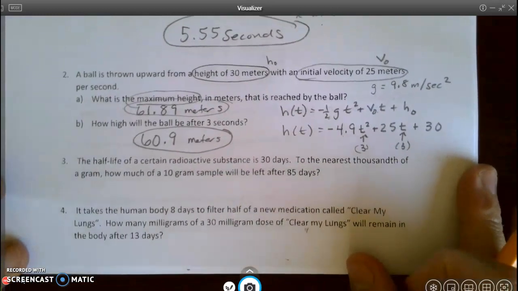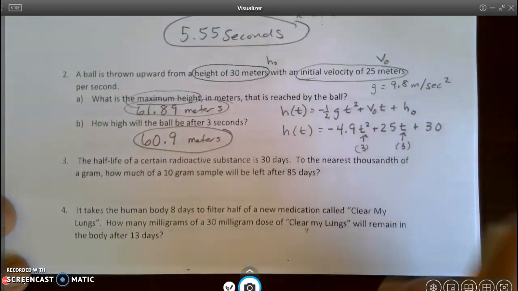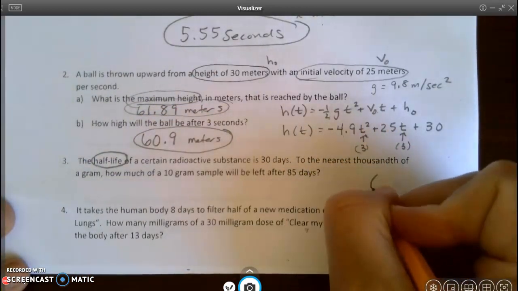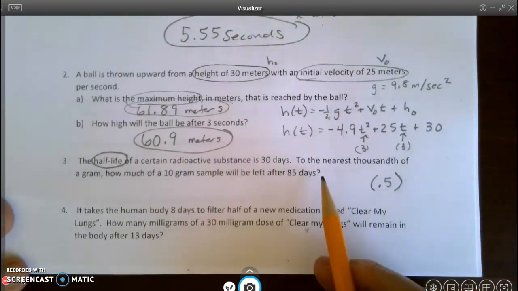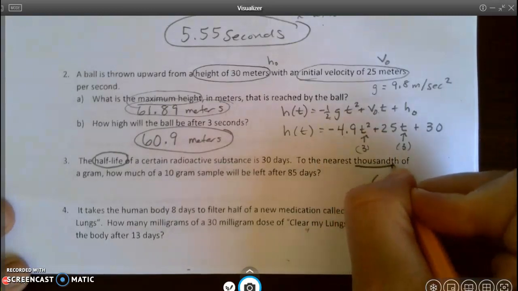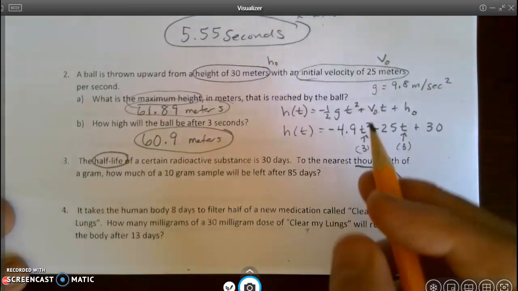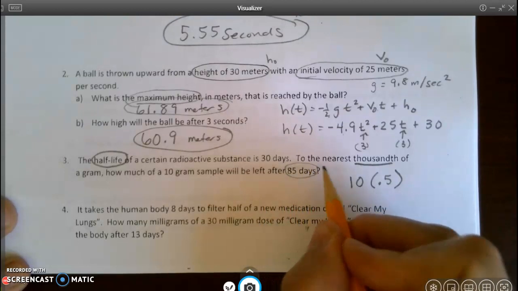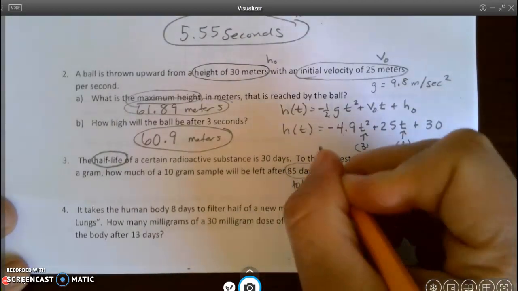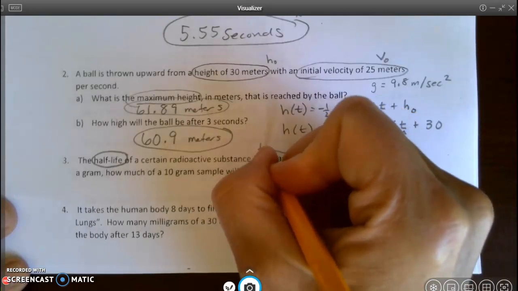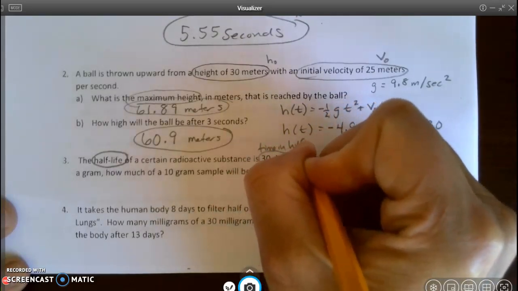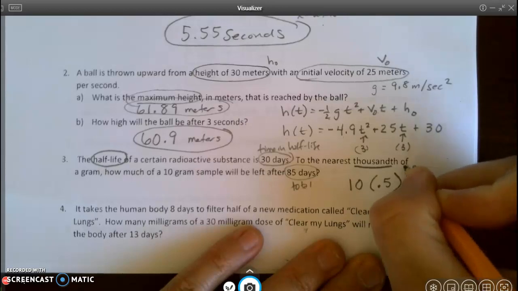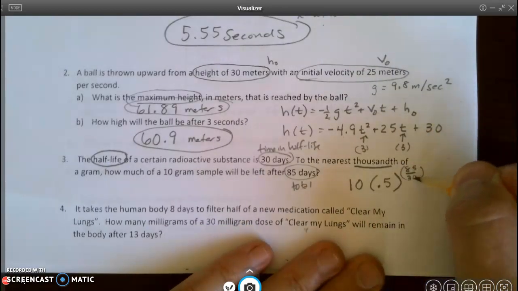Okay, my next question. The half-life of a certain radioactive substance is 30 days. It's a half-life problem, so I know it's exponential, and I know that my growth factor is going to be 0.5. To the nearest 1,000, that's 3 decimal places. How much of a 10-gram sample, so I'm starting off with 10 grams, will be left after 85 days? So I've got 85 days as my total, and 30 days is the time in a half-life. So that's going to be raised to the 85 divided by 30 power. Total days over time in a half-life.